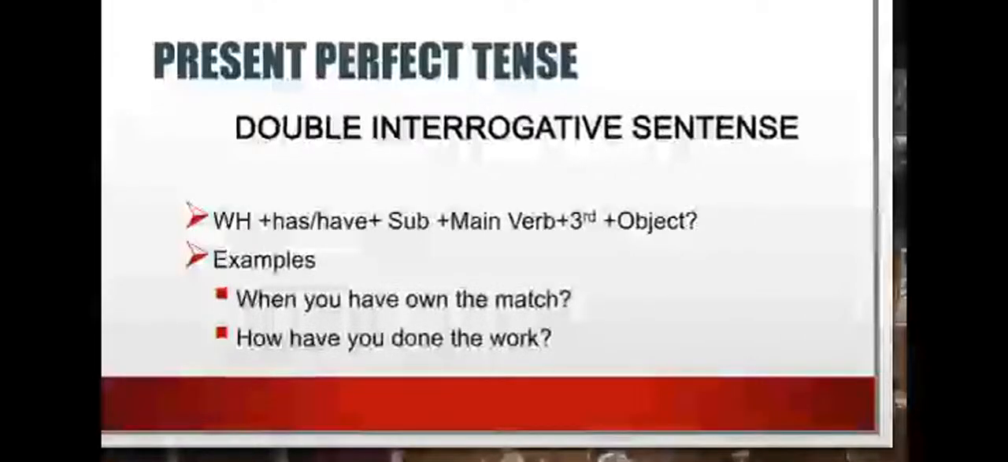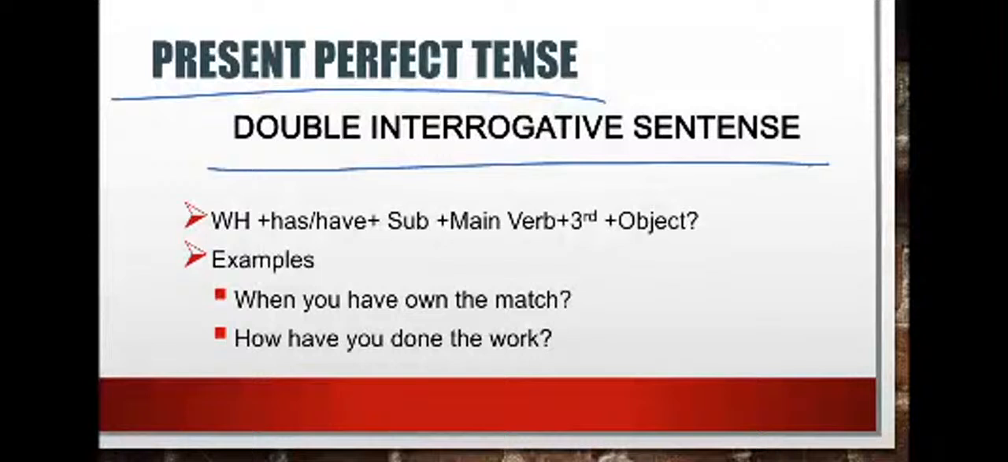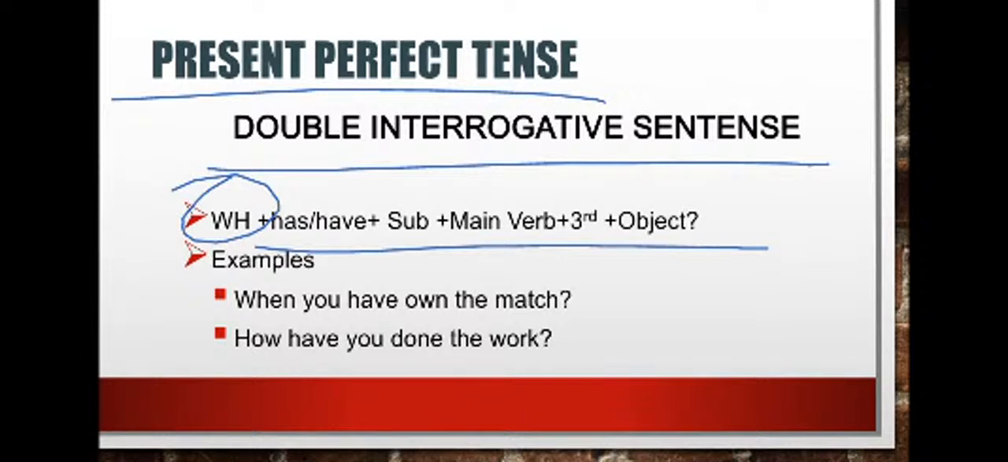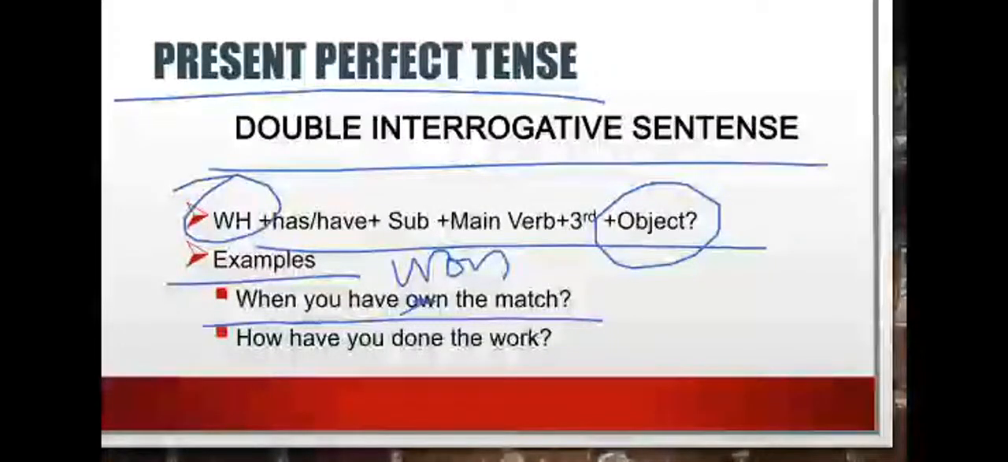Now, present perfect tense right here. Students, present perfect tense is being discussed, and the double interrogative, where we're adding wh questions with the rest of the interrogative sentence: wh word plus has or have plus subject plus third form of the verb plus object. Examples: when have you won the match? How have you done the work?